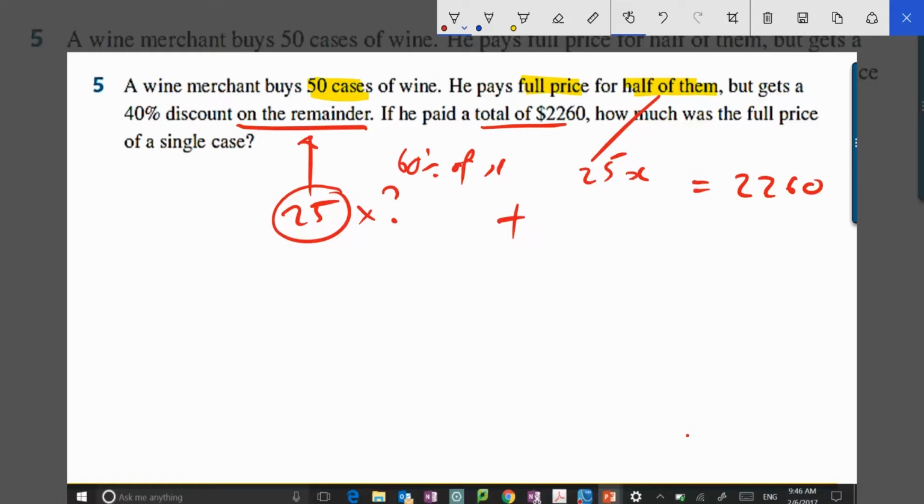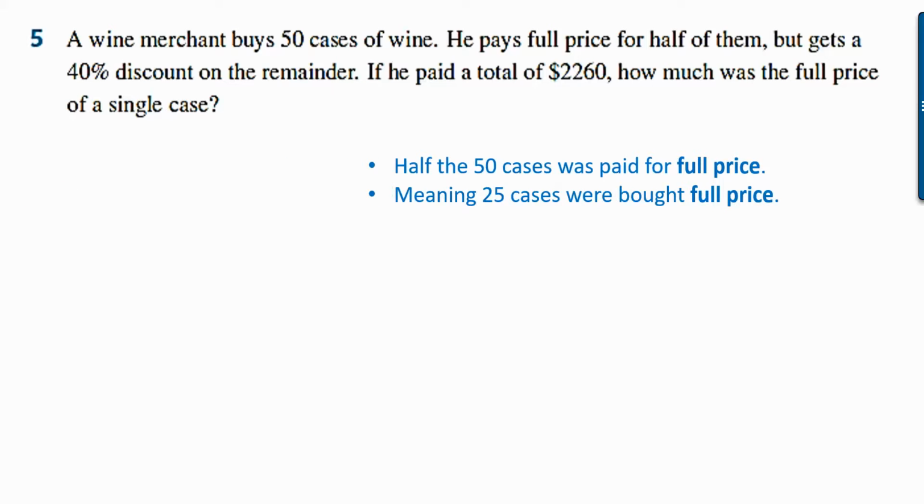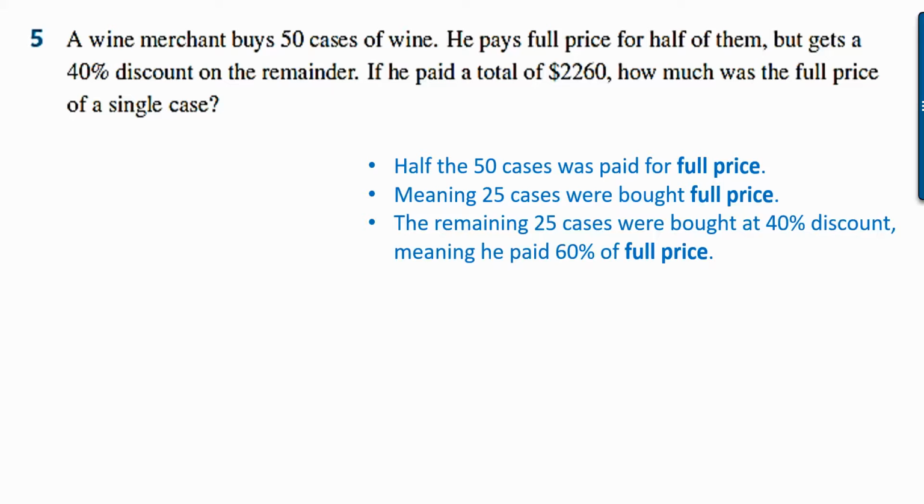Because they said you paid full price for half, you paid 40% discount for the second half, and in total you spent 2,260. Your goal now is to model that. Okay? So, then they ask you, hey, find the full price. That's all they're really trying to find. So what I did was I said, all right, half the 50 cases was paid in full price, and notice I'm highlighting or bolding full price because that's clearly what I'm trying to find. The remaining 25 cases is 40% discount, which really means, and that's the key step here, that you're paying 60% of the full price.